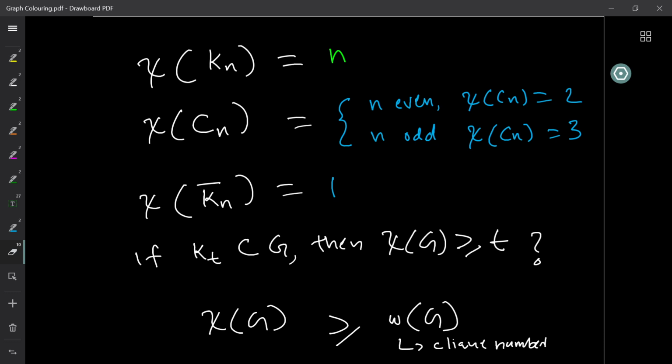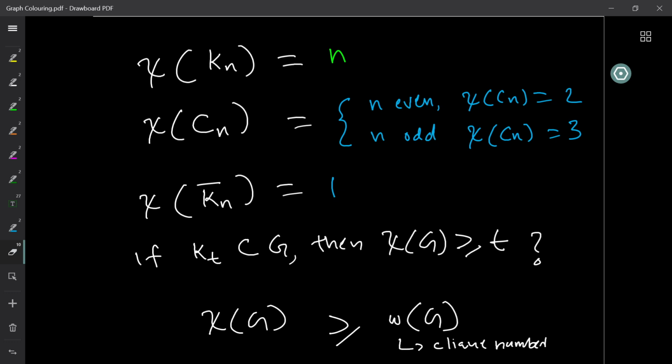Now we know that a clique in a graph, of course, makes the chromatic number large. If you have a large clique, then you have a large chromatic number. But is that the only thing which makes the chromatic number large? Can you have a graph where the clique is small and the chromatic number is very large?